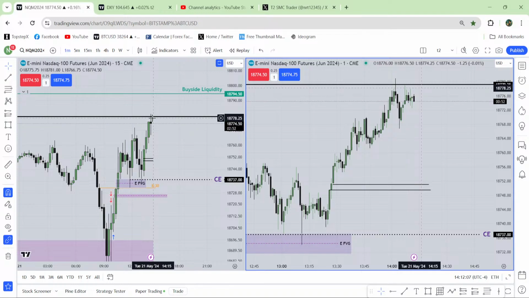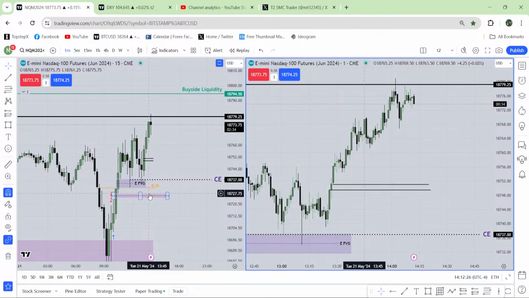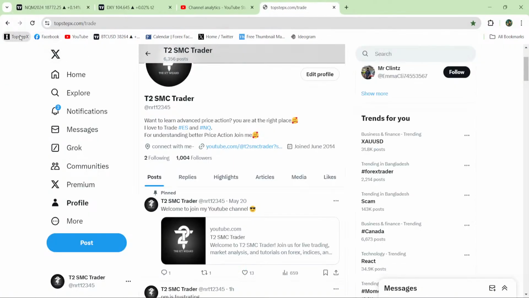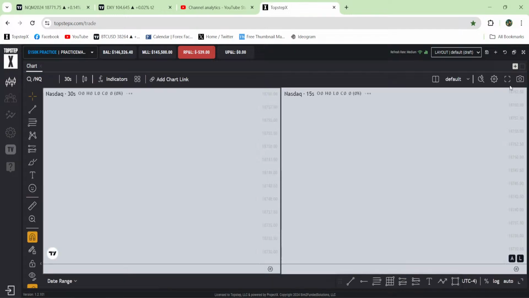Don't just take sell, because I don't think that market will go lower right now after watching all of this price action. The lower manipulation happened, higher manipulation happened, and we are at the end of the day. I don't think that market will go much more lower now. But here, if you go to the top step X, I believe that you will get a sell setup from the 30-second or 15-second chart.